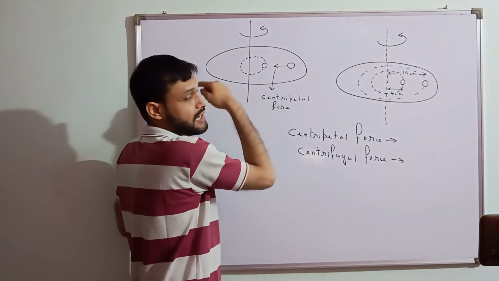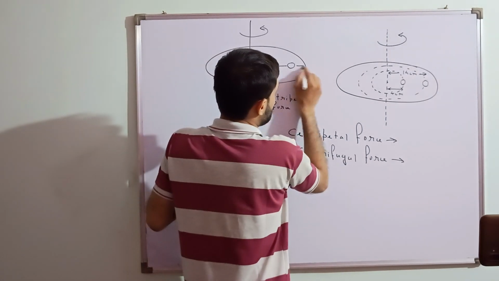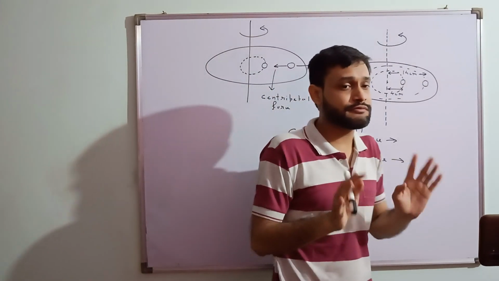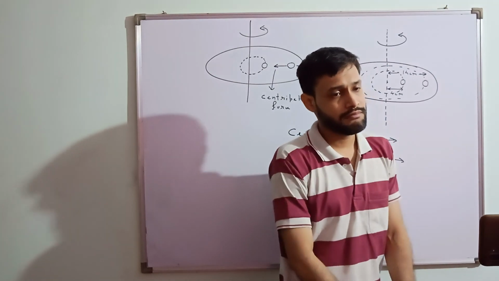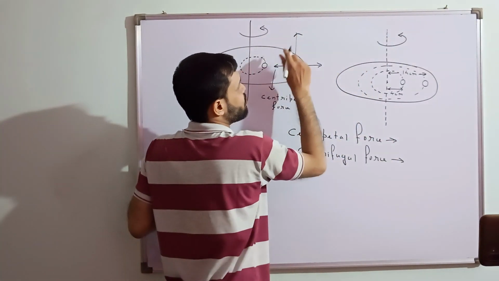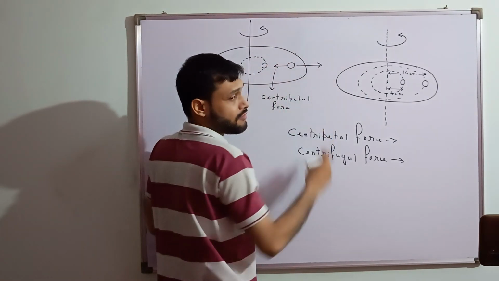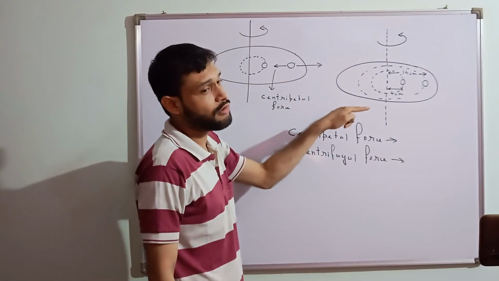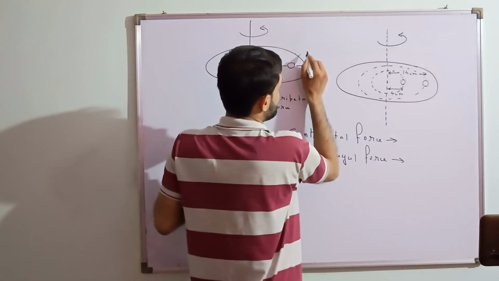The centripetal force is acting towards the center, and the other force is there because of the tendency of the coin to move in a straight line path. This coin will always try to move in a straight line path, isn't it? Because of the inertia of direction. Why would it go in a circular path? Because of the tendency it has to move in a straight line path, there comes a force in the outward direction, which is known as centrifugal force, isn't it?